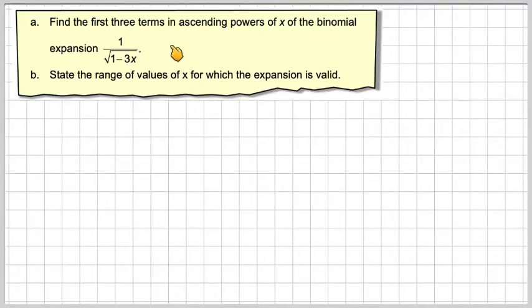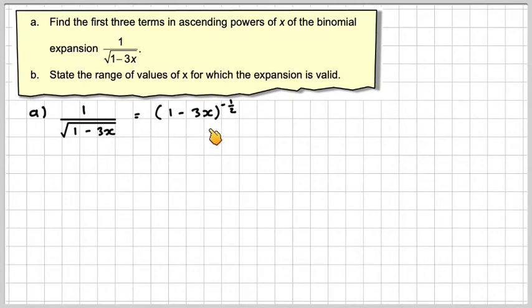Find the first three terms in ascending powers of x of the binomial expansion of 1 over the square root of 1 minus 3x. State the range of values of x for which the expansion is valid. Okay, so first of all, we're going to write 1 over the square root of 1 minus 3x as (1 minus 3x) to the power of minus a half using the rules of indices.